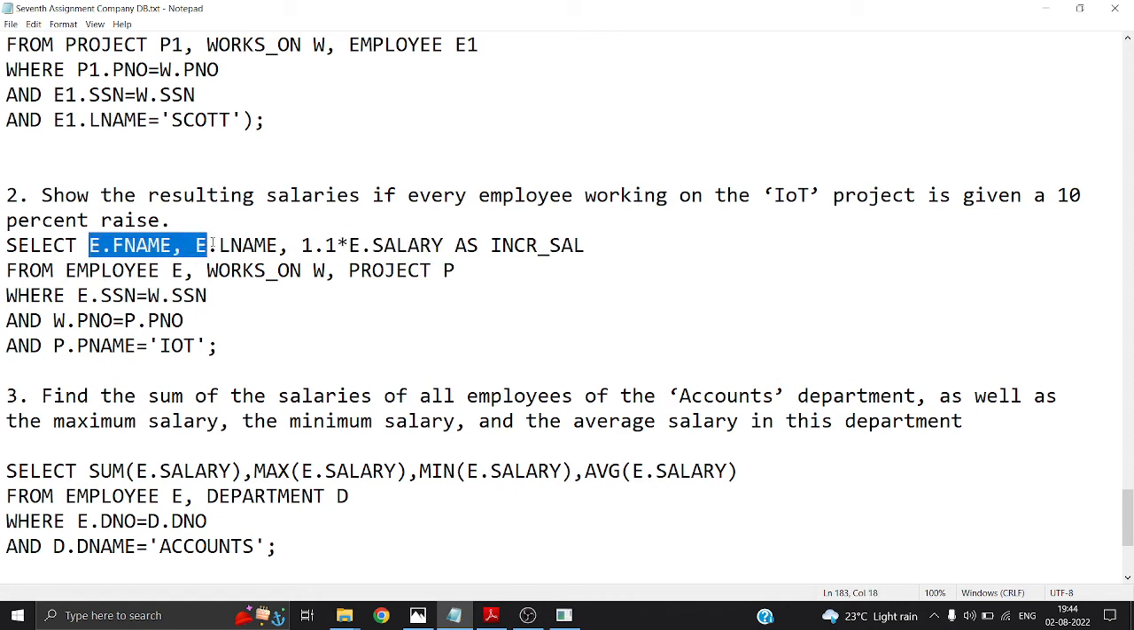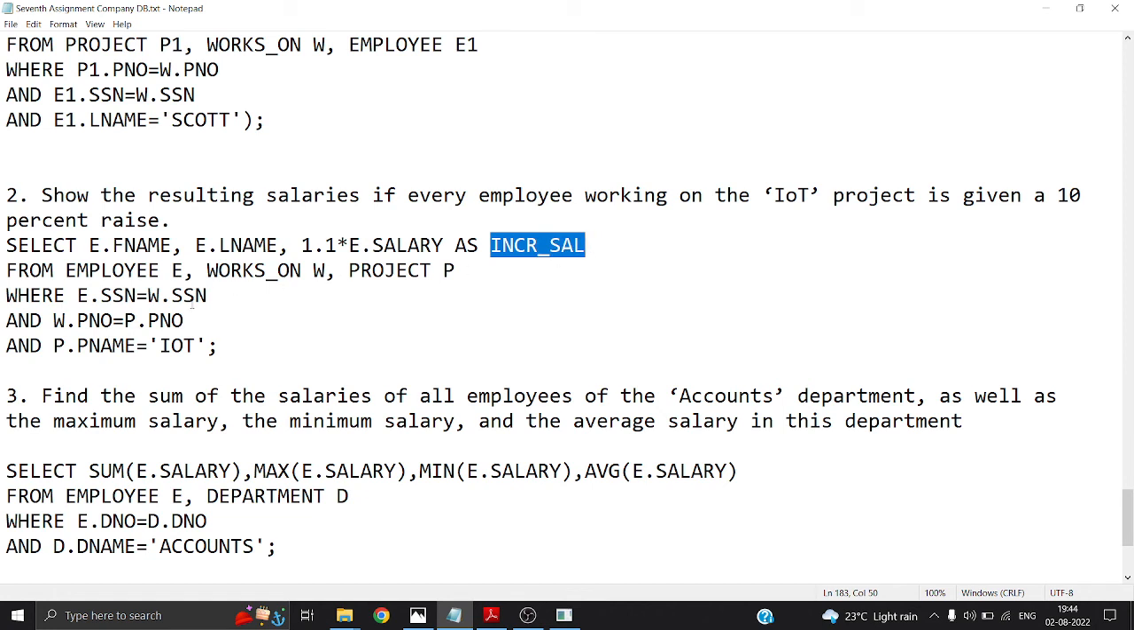We display the employee first name, last name, and the incremented salary with the 10% raise for the employees who are working on the IoT project. Employee information we get with the help of the employee table. In the works on table we get the information about which employee works on which project. So we are referring to three different tables to get these three fields, and this is the alternative name for 1.1 into e dot salary, as increment salary.